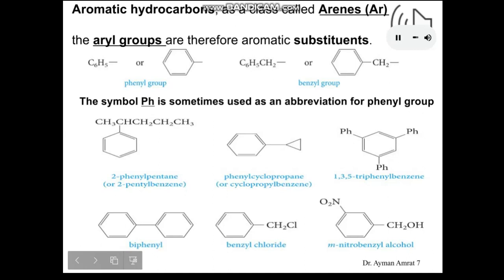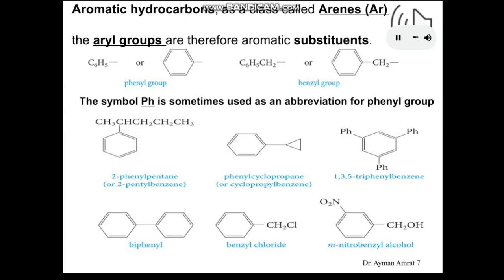In all previous cases, benzene is the parent. Sometimes you need to use benzene as a substituent rather than the parent. To use benzene as a substituent, it is called a phenyl group. Phenyl group for the substituent, and benzene when it is the parent.